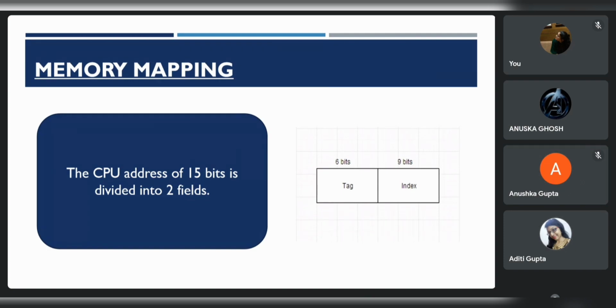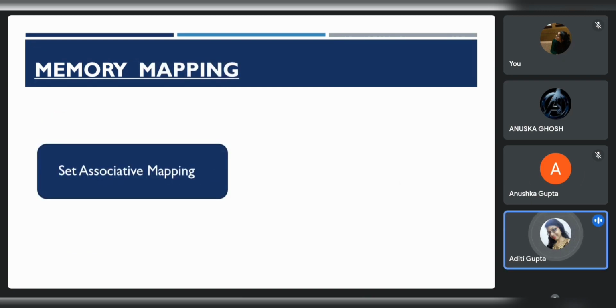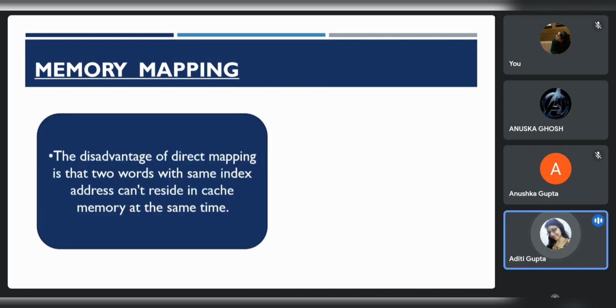Hello everyone, I am Aditi Gupta and now I will discuss set associative mapping. Set associative mapping is an improved version of direct mapping where the drawbacks of direct mapping are removed. The drawback of direct mapping is that two words with the same index address but with different tag values can't reside in cache memory at the same time. This problem can be overcome by set associative mapping.